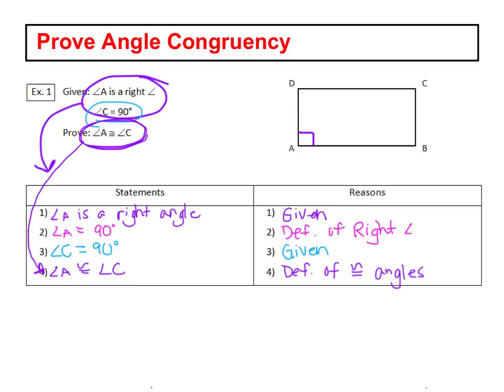And in your notes you said that the definition of congruent angles, this reason we're putting, says if two angles have the same measure, then they are congruent. So these two angles have the same measure, which is why we're able to say they're congruent because of the definition of congruent angles. And there we have proved that angle A is congruent to angle C.